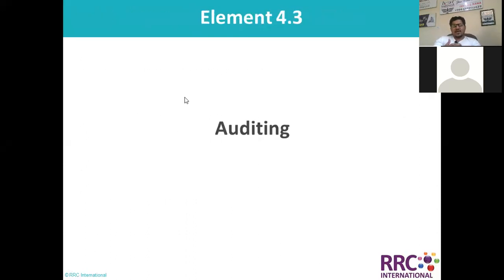Now, the next element we have is auditing. Auditing is a systematic process where we verify as per our procedures, policies, and formats, and make sure the system is in place and being followed the way it should be. But the problem with auditing is we don't audit everything. It's sample based, so sometimes it doesn't give us the true picture of the overall system. But still, it's a good practice.